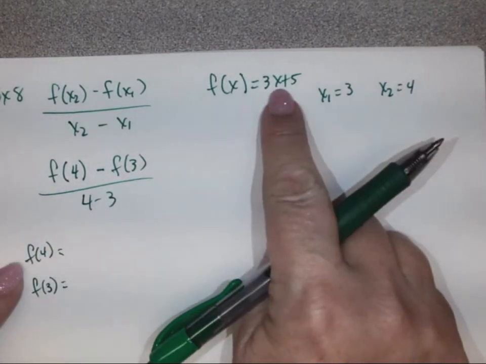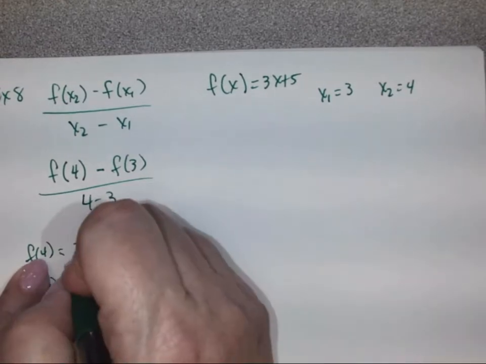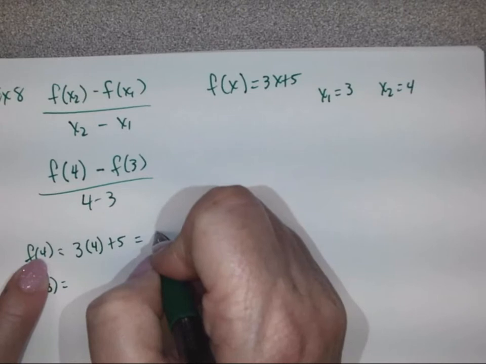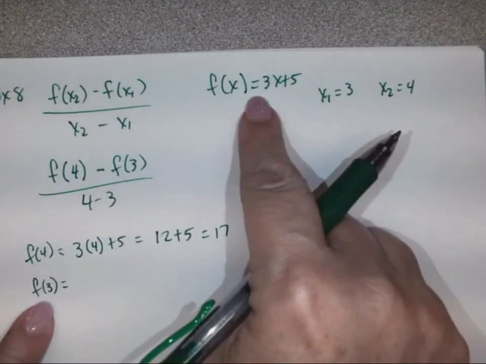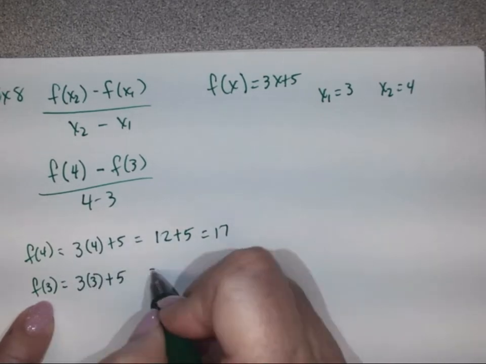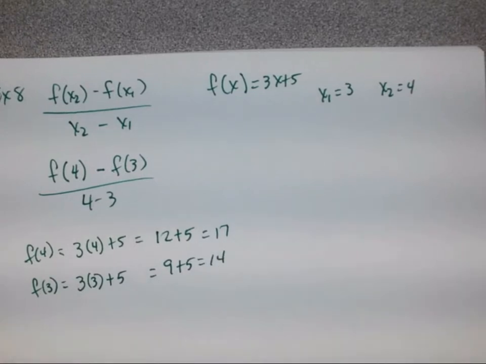So using my formula, plugging in the value of 4 for x, I will have 3 times 4 plus 5, which will get me 3 times 4 is 12, plus 5 is 17. And then plugging in 3, I get 3 times 3 plus 5. 3 times 3 is 9, plus 5 will be 14.